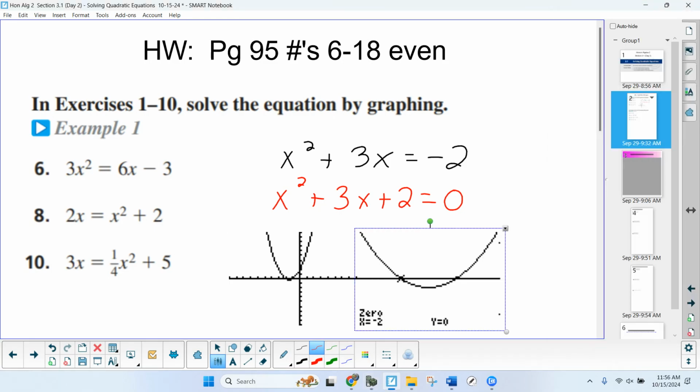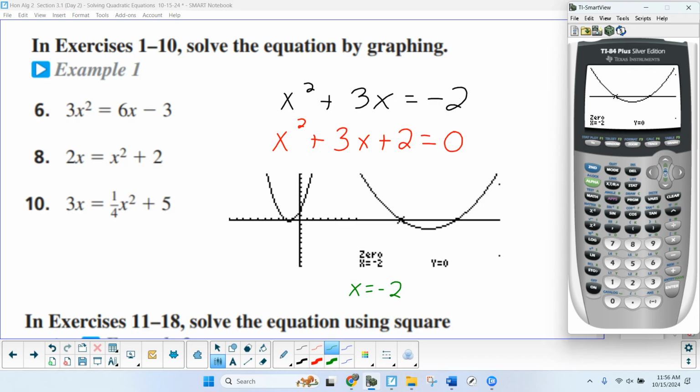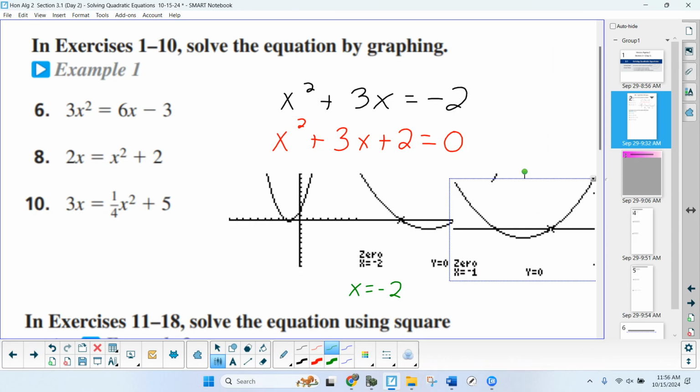And what was the first 0? The first one was x equals -2. Do it again. Second calc, 0. I need to be to the left of the 0. Hit enter. I need to be to the right of the 0. Hit enter. I want it to guess. And what did you guys get for the second 0? -1. Okay. Do you guys remember from Friday?